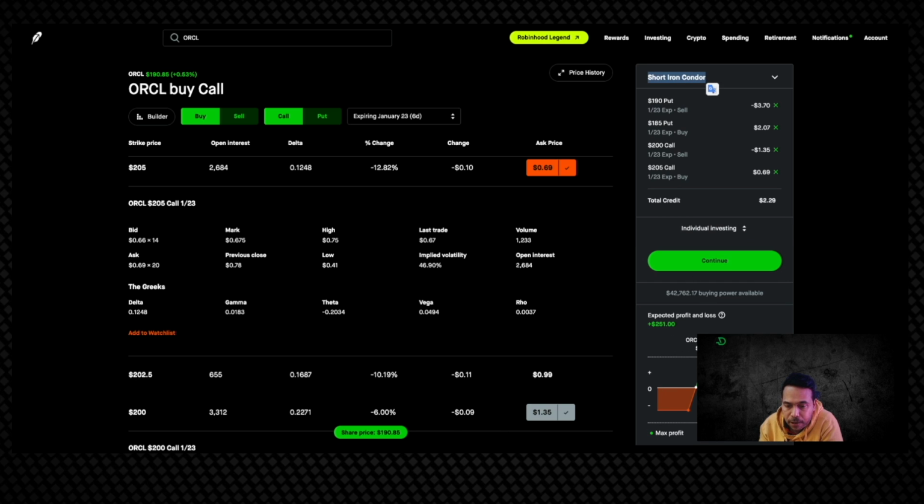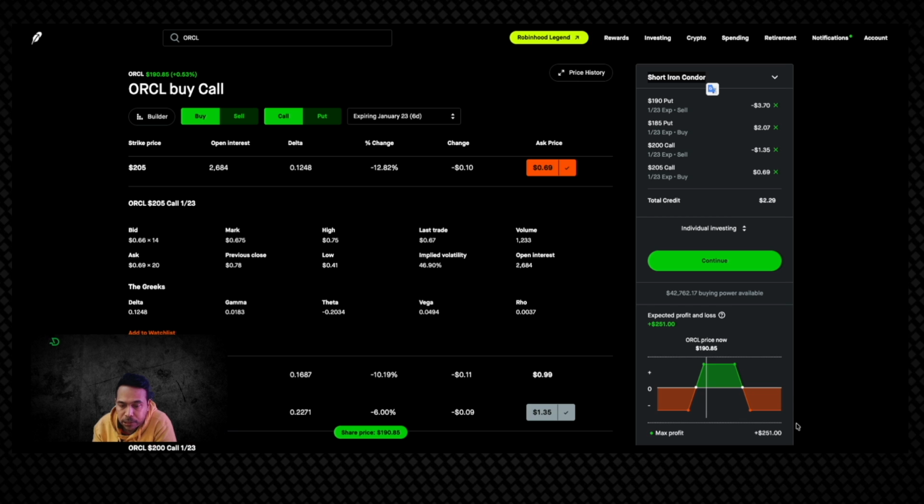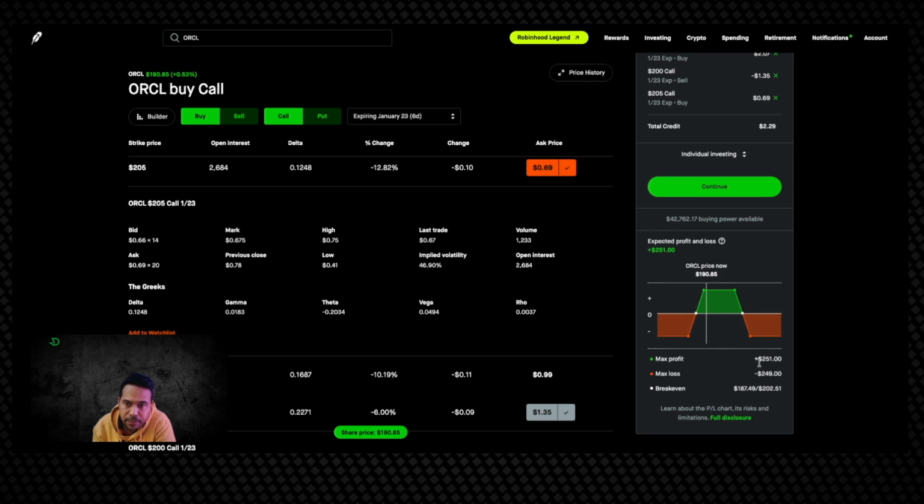The graph would look something like this. This is the graph of the iron condor, and as you can see, you're going to be profiting as long as the stock moves between these. This is a pretty good strategy if you have a small account. If you look, you are getting basically $229 as a credit, and look at your max loss, it's just 250.